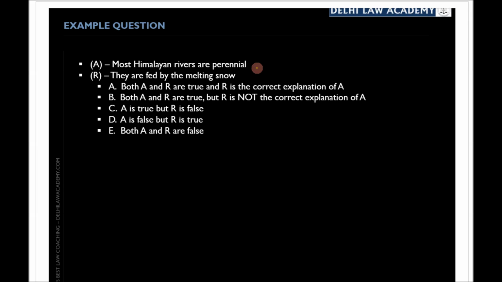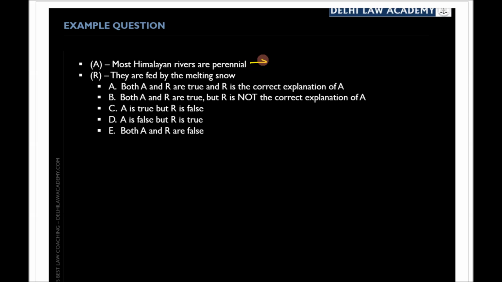Okay, so let's look at our first question. The assertion reads, most Himalayan rivers are perennial, and the reason R says they are fed by melting snow. So what does the word perennial mean? Perennial means something that goes on all through the year, as opposed to seasonal, which happens only during a specific season. Perennial means year round, all through the year.